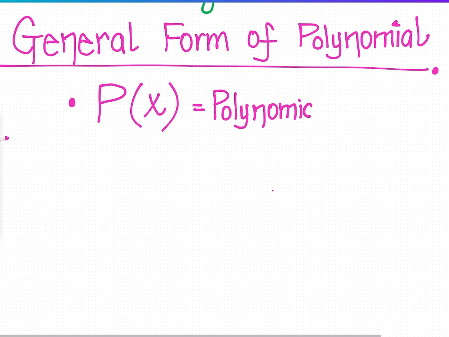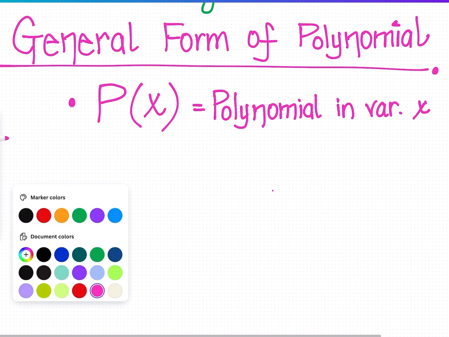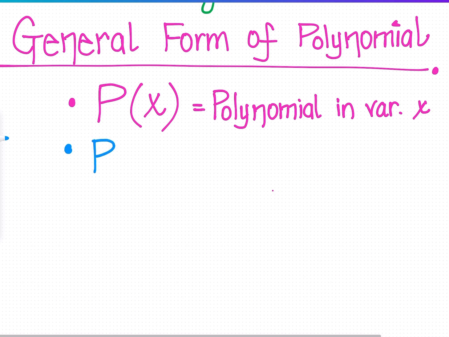Polynomial in variable x. Another way in which they can denote the polynomial, also in some of the other resources you will see, is written as p of t. So everything basically remains the same. They are just denoting the first one with the variable x and the other one with the variable t.